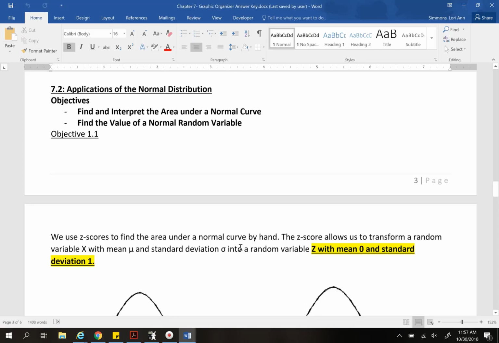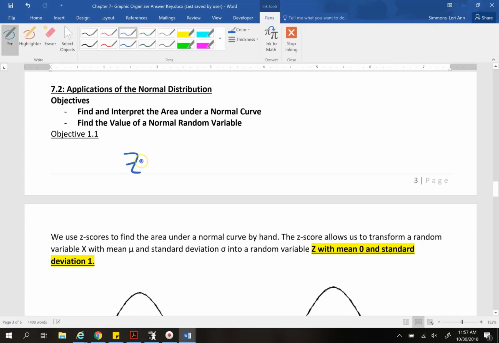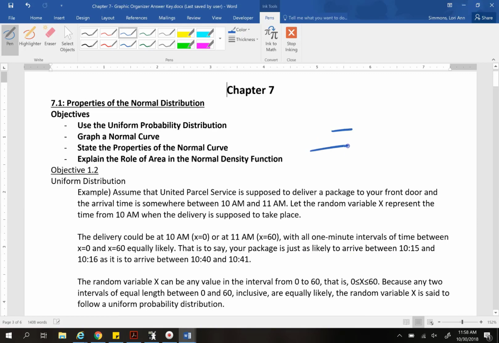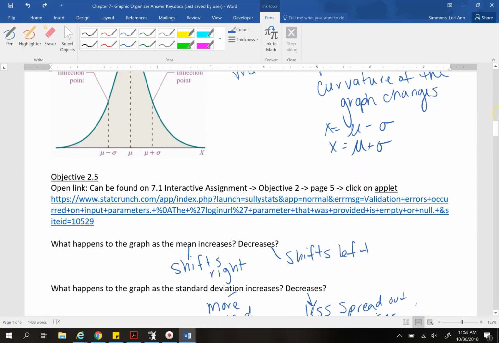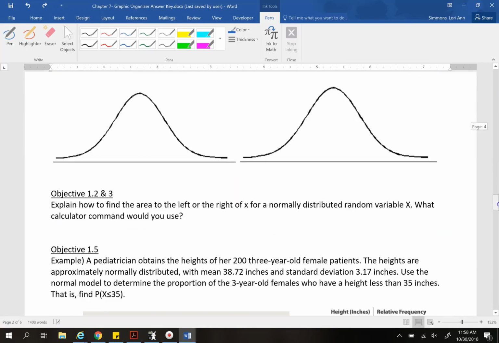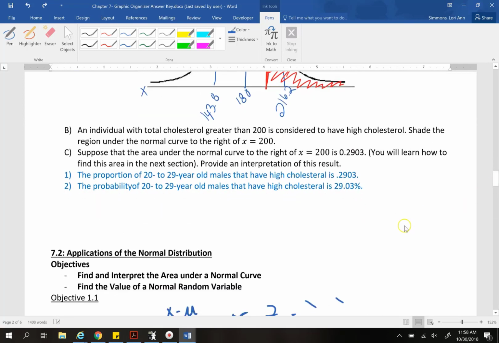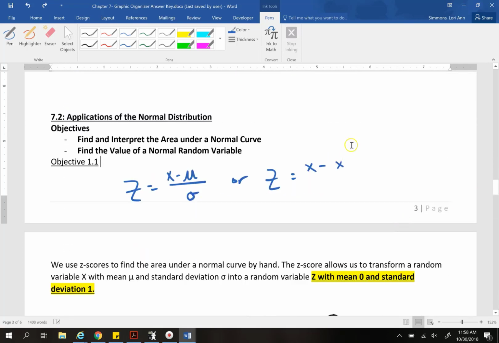So we have worked in chapter 3 on z-scores, and if you recall, to get a z-score, you take x minus your mean over your standard deviation. So this is for a population. The symbols for a sample would be x minus x bar over s. And that was in chapter 3.